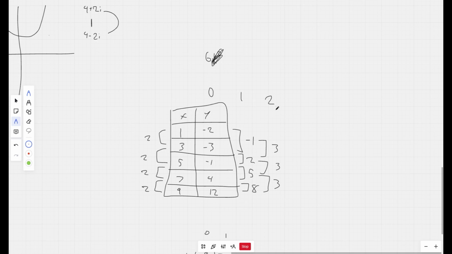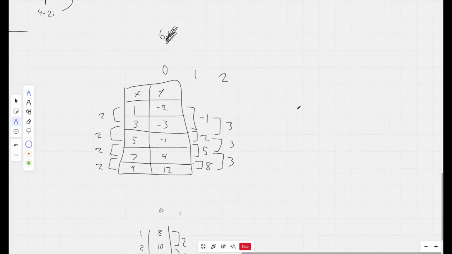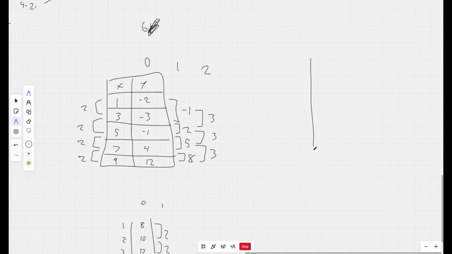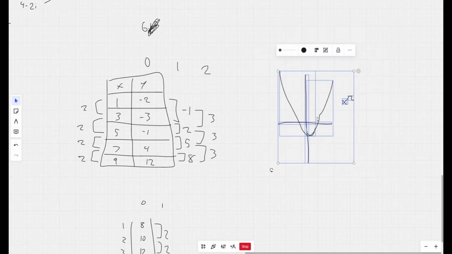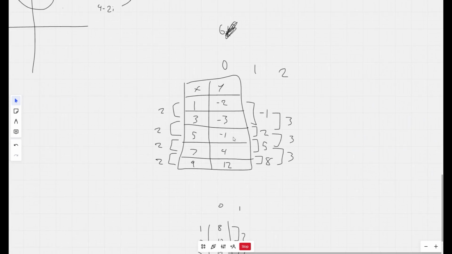And now you'll notice that if we were to graph this out, when x equals 1, it's -2, -3, and then we go to -1 to 4 to 12. That looks a lot like a parabola, which is a second degree, right? And that's how you find out the degree of a polynomial from a table.